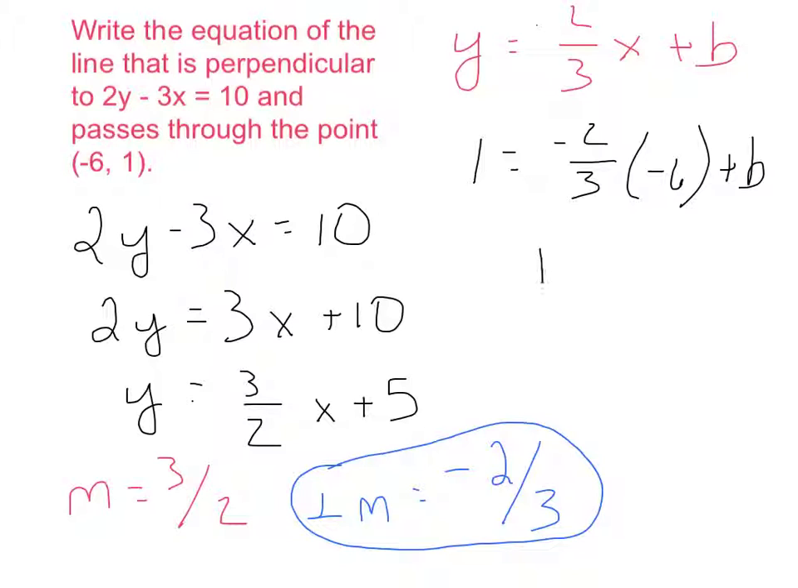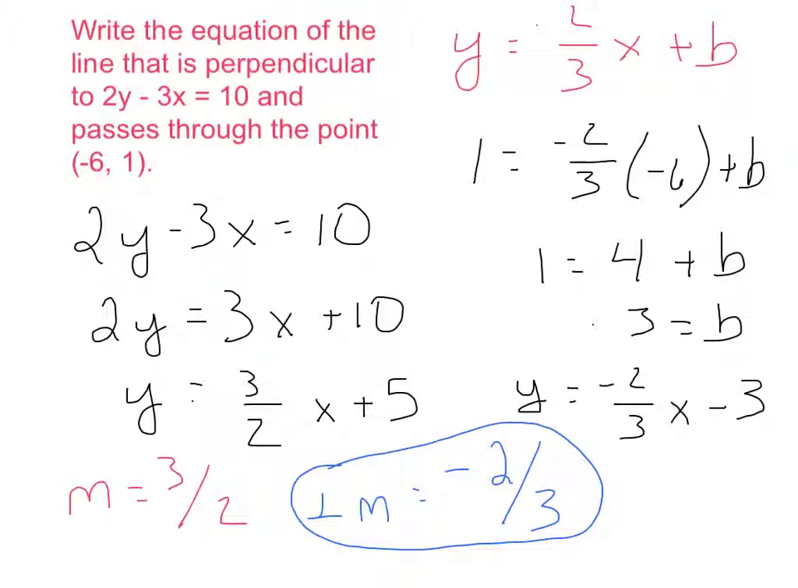I'm going to solve this equation. So negative 2/3 times negative 6 is actually going to equal just a positive 4. Going to subtract 4, so negative 3 equals b, and the equation of my line that is perpendicular is y equals negative 2/3 x minus 3. So that is the equation of the line that is perpendicular to 2y minus 3x equals 10, and passes through the point negative 6, 1.